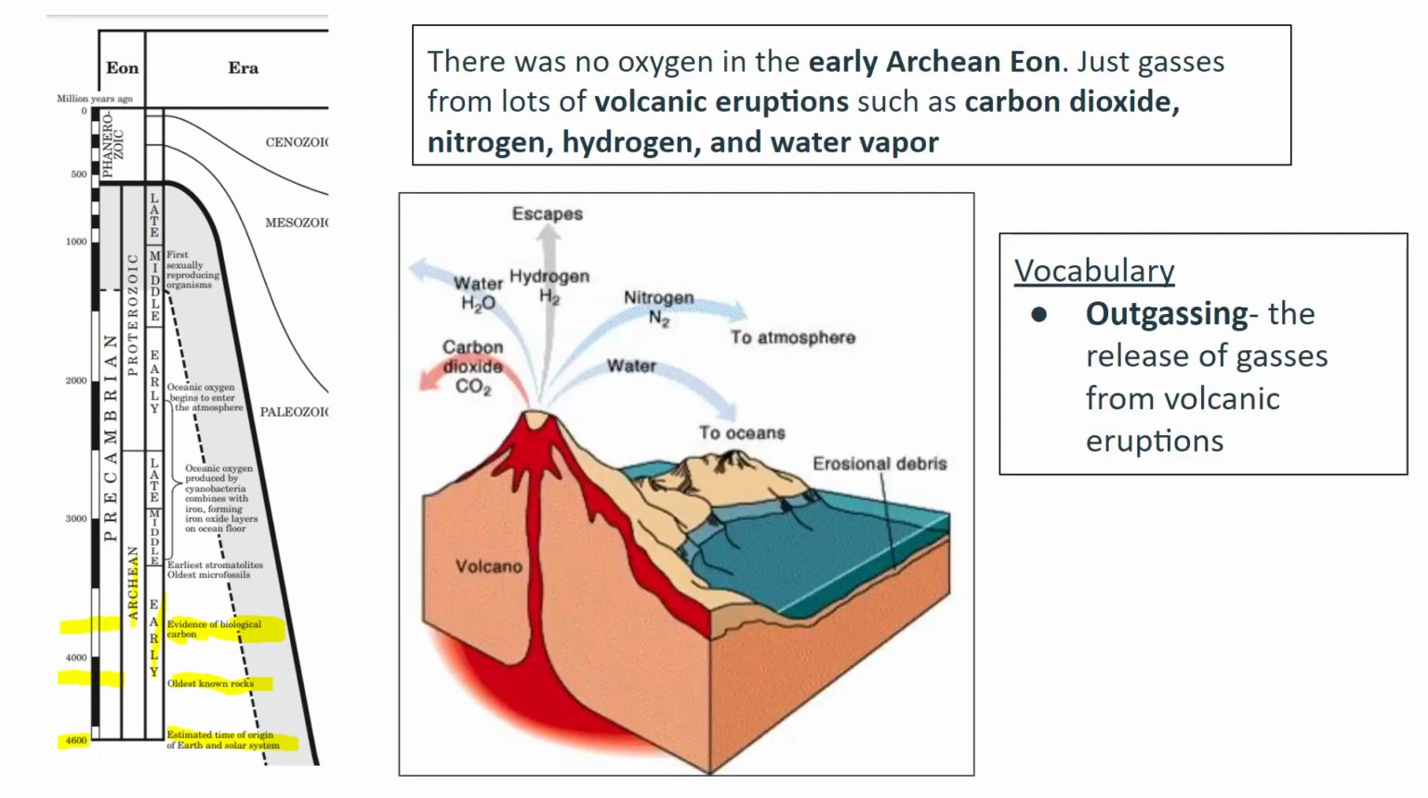So, around the early Archean era, there was no oxygen. There were just gases, such as carbon dioxide, nitrogen, hydrogen, and water. And these gases were coming out of volcanic eruptions. There were lots of volcanic eruptions happening. The earth was very hot at that time. It was just starting to form. And because all the volcanoes were outgassing, which is the release of gases from volcanic eruptions, these gases came out, but no oxygen was coming out.